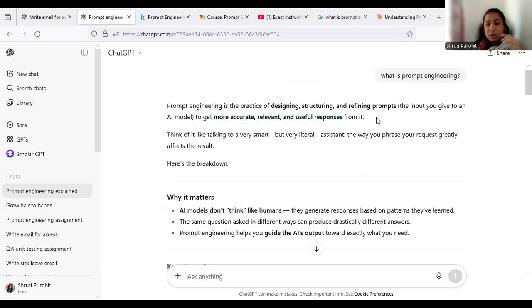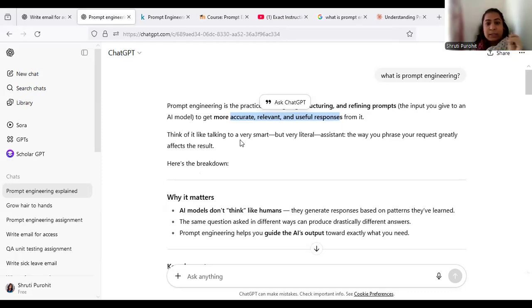It's not like a vague communication. We are prompting because we want to do some work with the help of AI. We want help from the AI, so we are translating our requirement to the AI, and that should be in proper design and structure. Why? Because we want accurate, relevant, and useful responses, not vague responses.